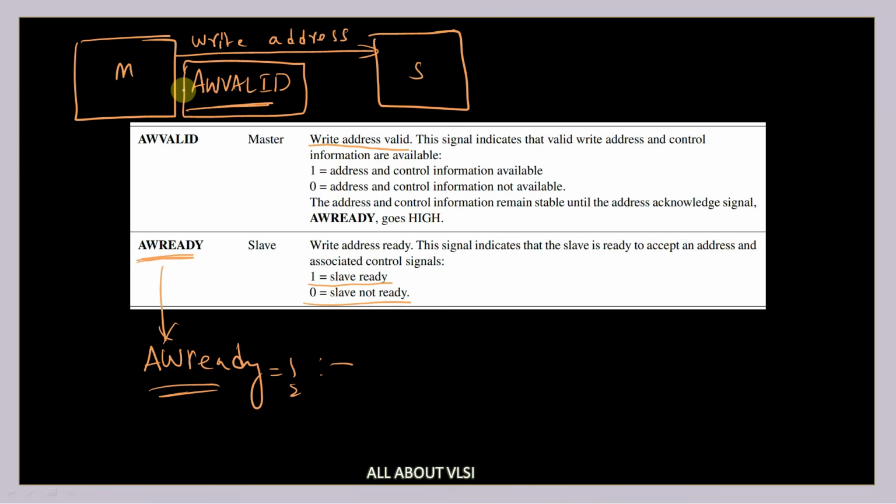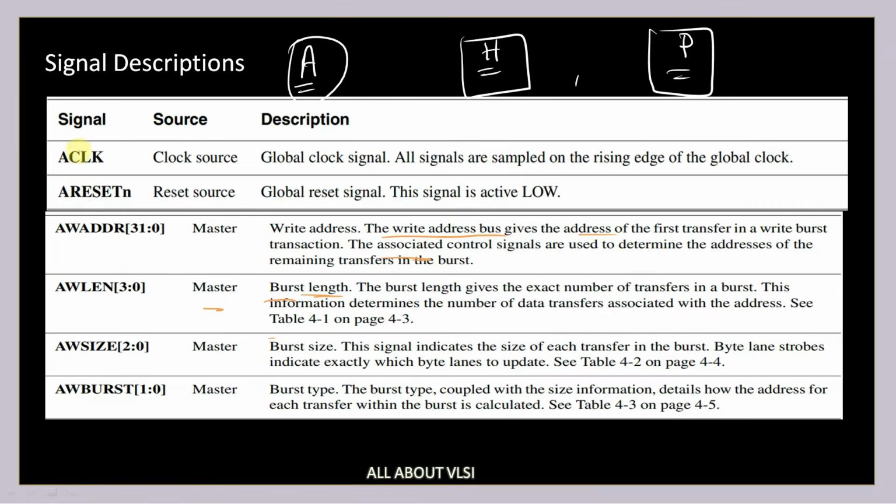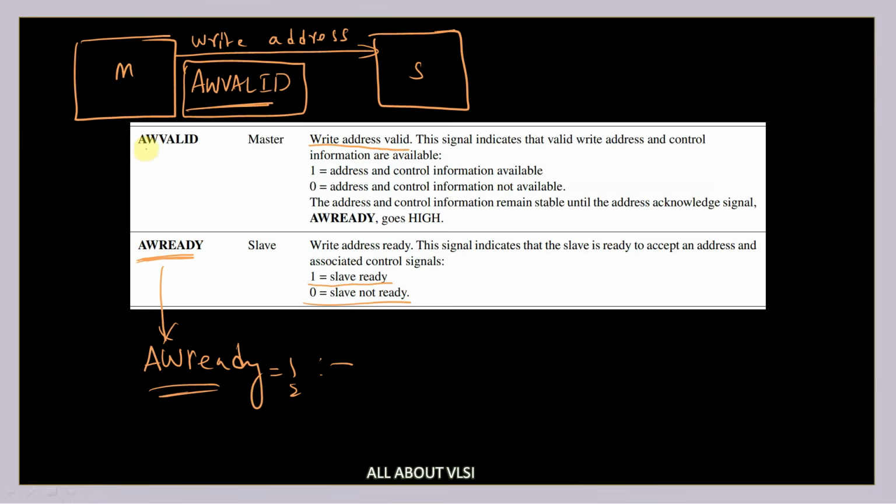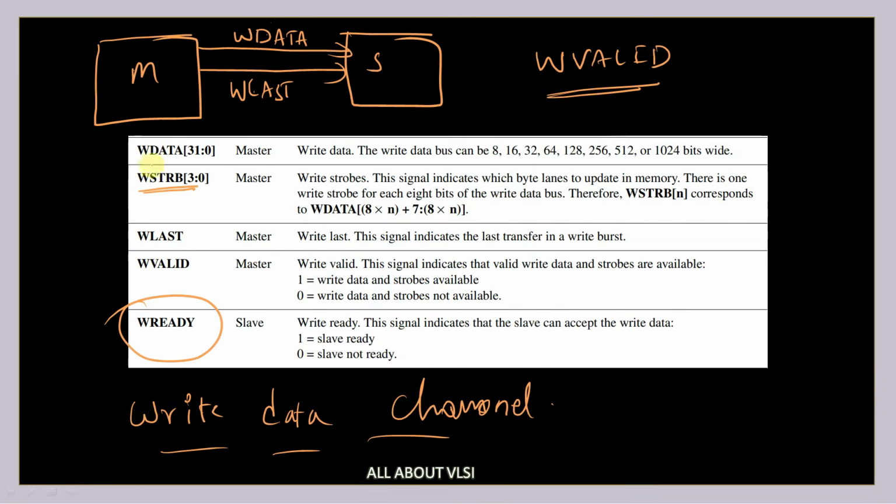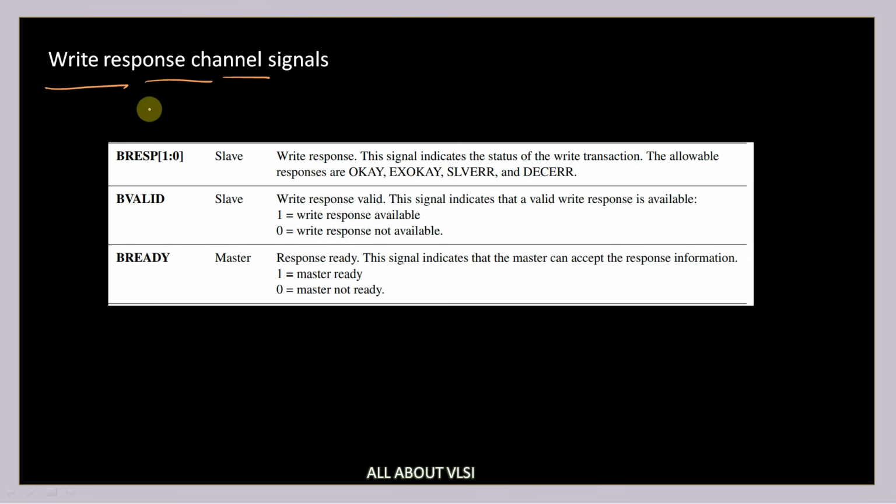If you can see here, the signals which are associated with our write address channel are written with AW, the signals which are associated with our write data channel are written with W, and the signals which are associated with our write response channel are used with the letter B.